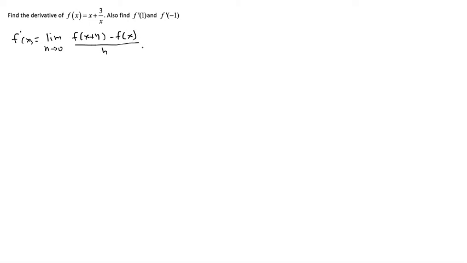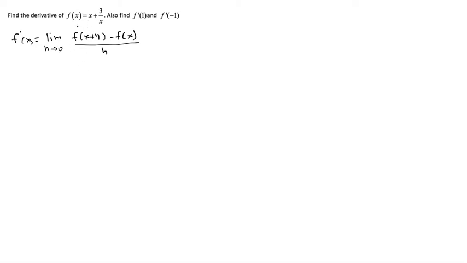Okay, now previously what we did is we would plug the 1 in here. So we would find f of 1 plus h minus f of 1 all over h. But then we would have to do that twice. So what we're doing now is we just find the derivative, the equation for that derivative, and then we can plug in the 1 and the negative 1 later on. So what this is asking for is just to find a general equation of the derivative.